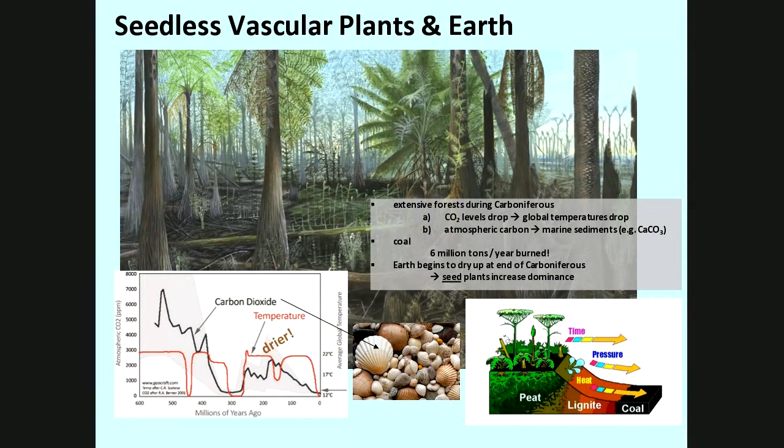If you see down below in that little chart, the temperature and the carbon dioxide levels dropping at the end of the Carboniferous. Soon, the carbon dioxide levels are going to begin to rise, the temperature is going to get warmer, and the environment's going to get drier. And all of that, with the die-off in the Carboniferous and the climate getting drier, is going to, again, favor those seed plants of dominance.